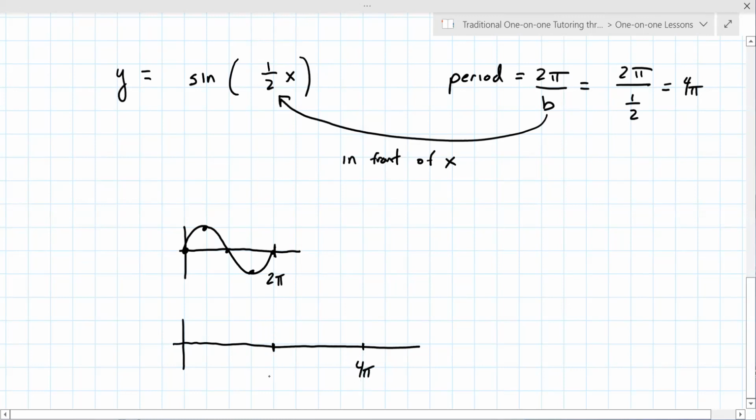I've already got one. You always make a cut for the midpoint, 2 pi, and then you cut between the 0 and the 2 pi. So that would be at 1 pi. And then you need another cut right in the middle between 2 pi and 4 pi. So this one's pretty straightforward because you can just count 1, 2, 3, 4 pi like that.